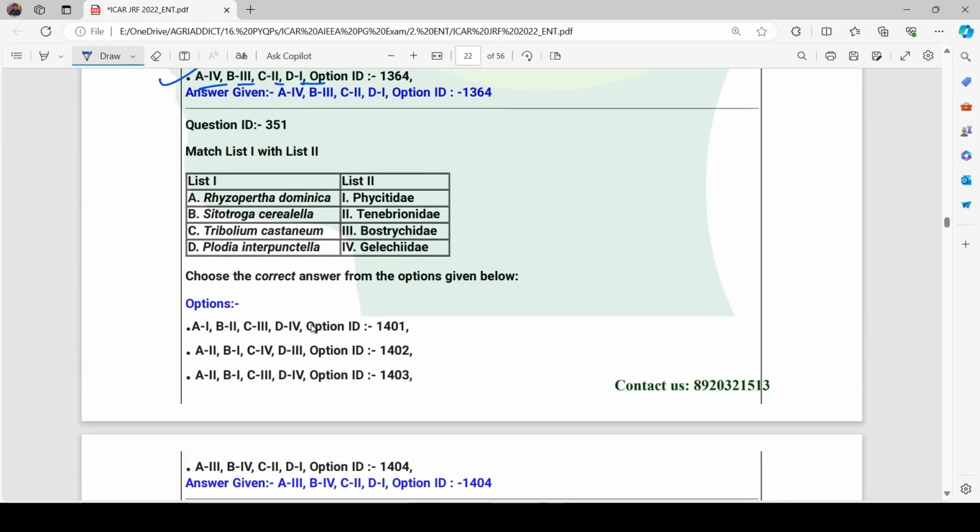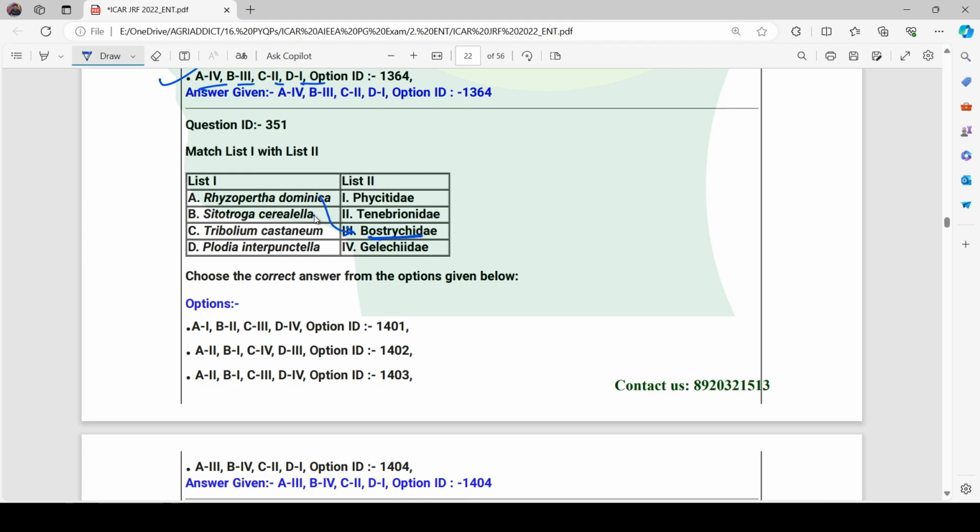Now there are several scientific names of insects and families. You just have to match correctly. Okay. So Rhizopertha dominica, the lesser grain borer, is of the family Bostrichidae. It's an important storage grain pest, of the family Bostrichidae and order Coleoptera.